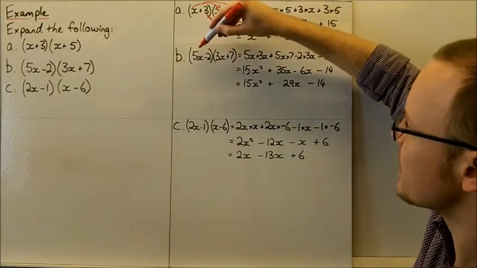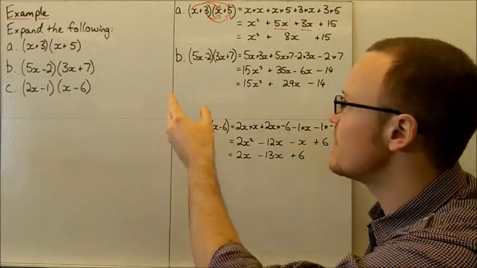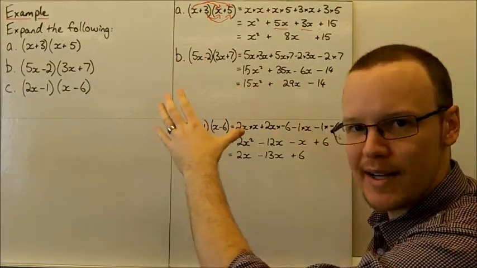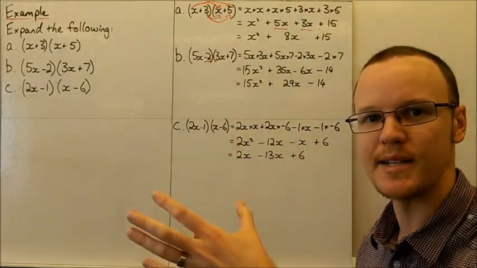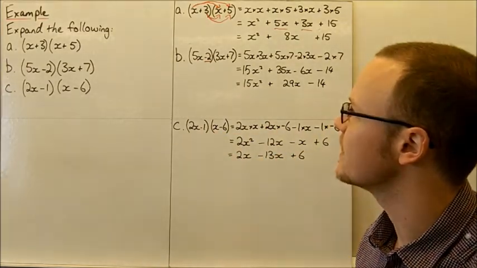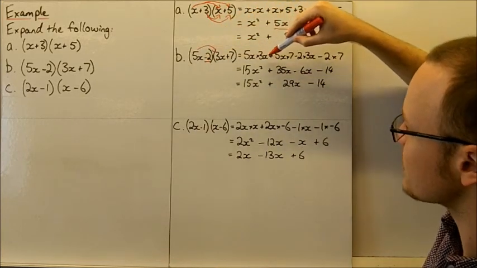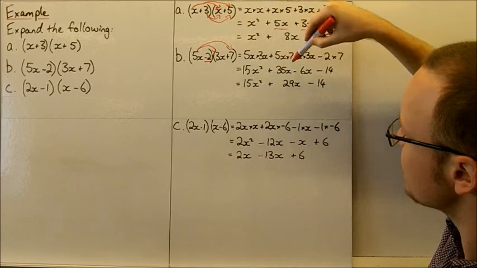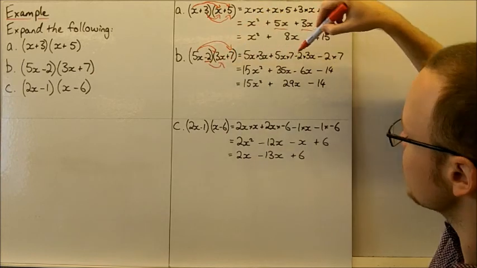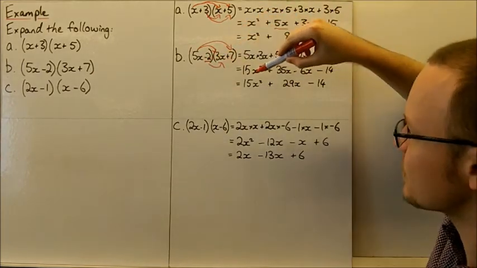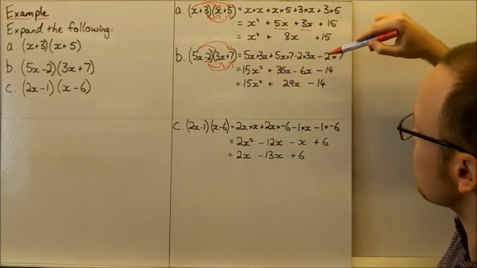Here, this one's going to be a bit tricky because we've got a subtract. We just need to remember that the subtract sign needs to be carried with the 2, because it always has the sign that's out the front of it. So we have 5x times 3x, plus 5x times 7, minus 2 times 3x, carrying the minus sign out front of the 2, and then minus 2 times 7.